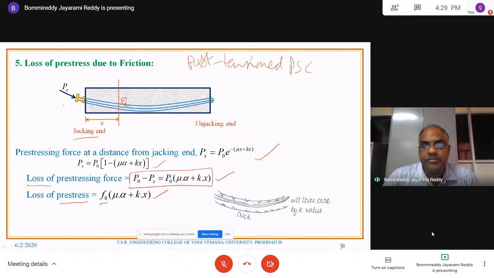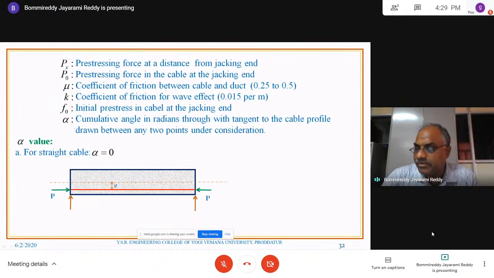So keep this figure in your mind, not only the formula. If you just remember only the formula, sometimes the question may be a little bit twisting and you may not be able to answer the question. But the formula along with this diagram, if you keep in your mind, it's very easy to answer any type of questions. Now here these are the various values that are given.